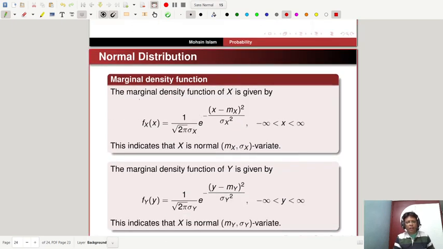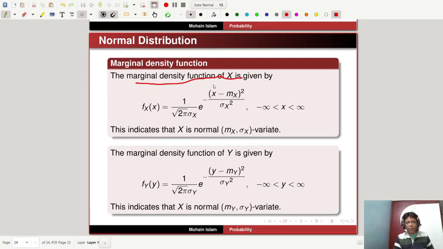And you can define the marginal density functions for X for a normal distribution. It is similar to your normal distribution curve. f_X(x) is given by 1 by root over 2 pi sigma x, e to the power minus (x minus mu x) whole square by 2 sigma x square. So X is normal with mean mu x and standard deviation sigma x, and this will be Y. Oh, this is a typographical error. Y is normal with mean mu y and standard deviation sigma y.